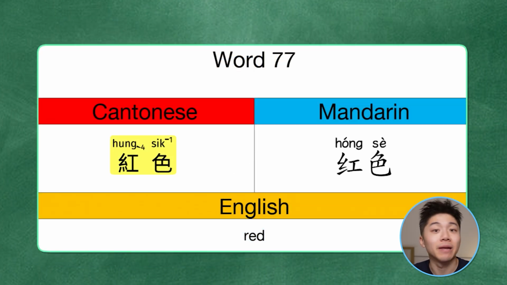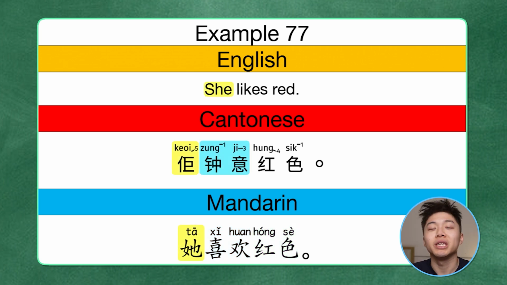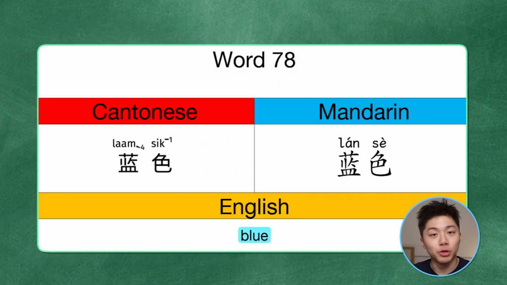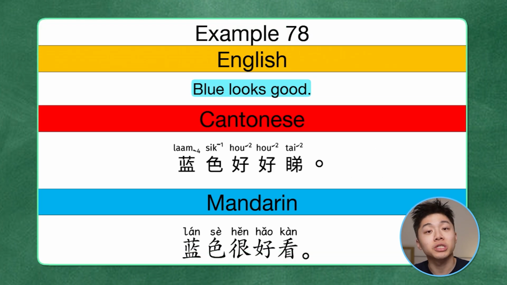Red. Next, 紅色 in Mandarin, 紅色. She likes red. In Cantonese, 佢鍾意紅色. In Mandarin, 她喜歡紅色. 佢 is she. In Mandarin, 她. 鍾意 is to like. Mandarin, 喜歡. And then 紅色 is red. Mandarin, 紅色. Next, blue, 藍色. In Mandarin, 藍色.